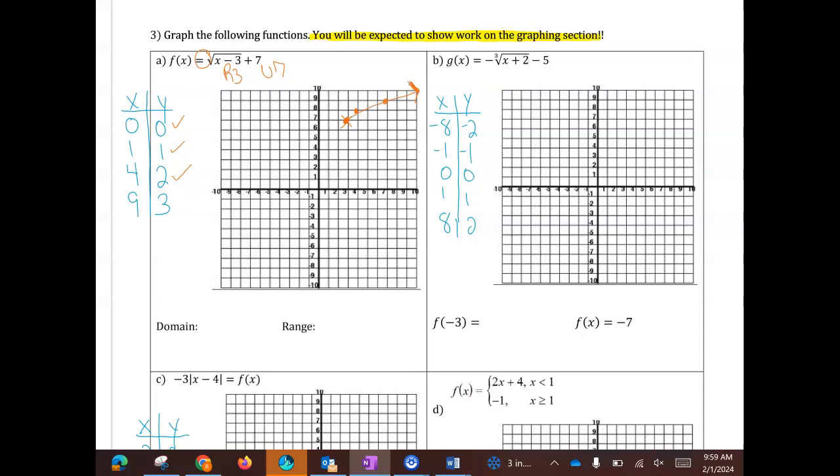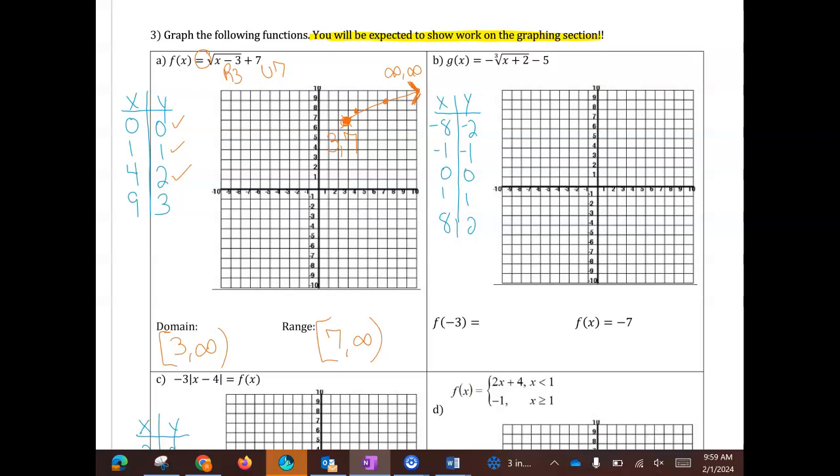An arrow is only on the right side. This side stays a dot. Since I have to answer domain and range questions, I'm going to mark where it starts, where it stops. So my smallest x to biggest x, and my smallest y to my biggest y.